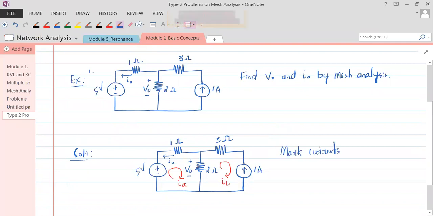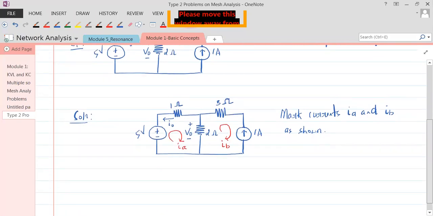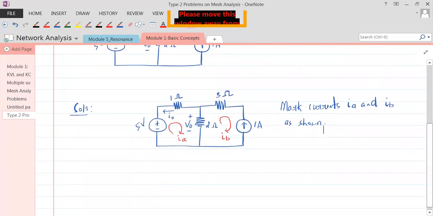Which currents are they? Mesh currents. IA and IB as shown. This is the first thing you would say, because you have to mark it first. We have marked. Now, one thing that you should understand is there are two meshes, but how many KVLs we need to be applying is the question.